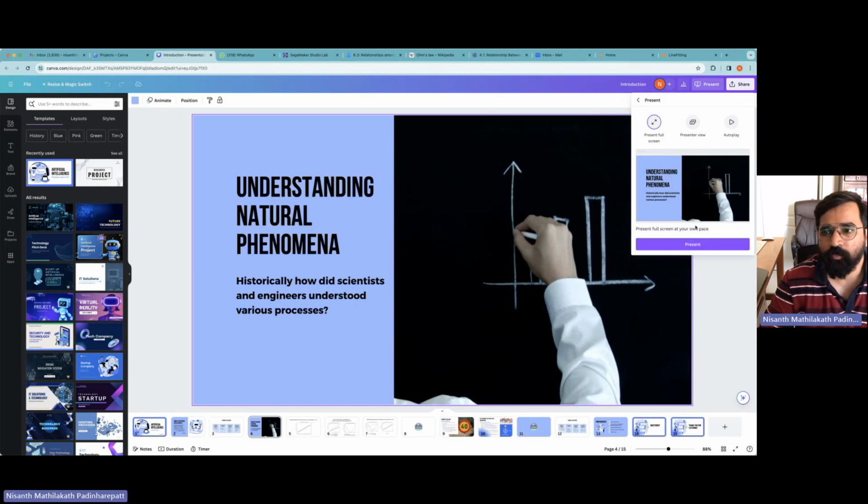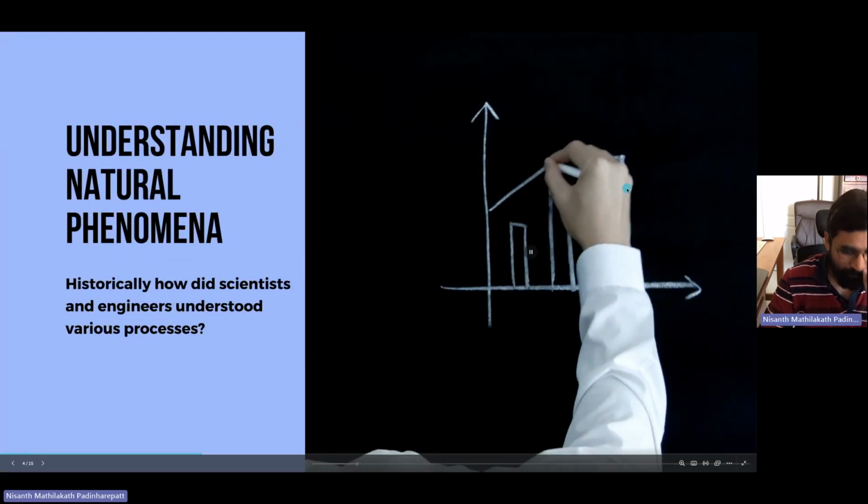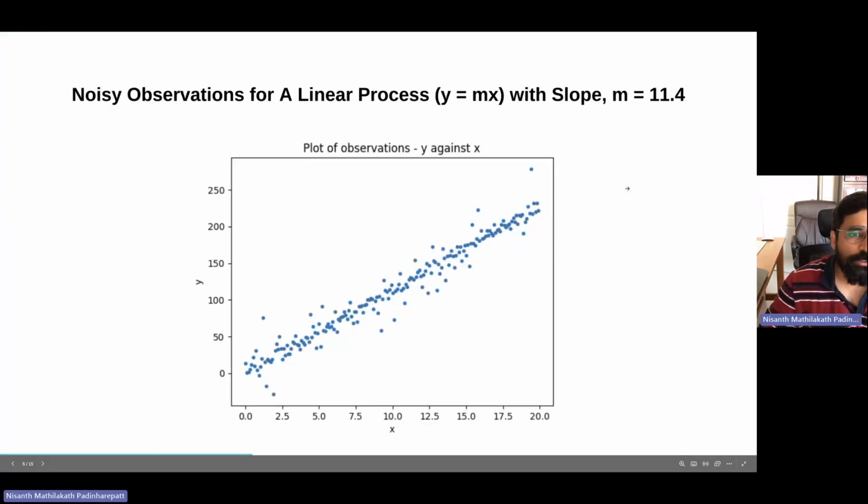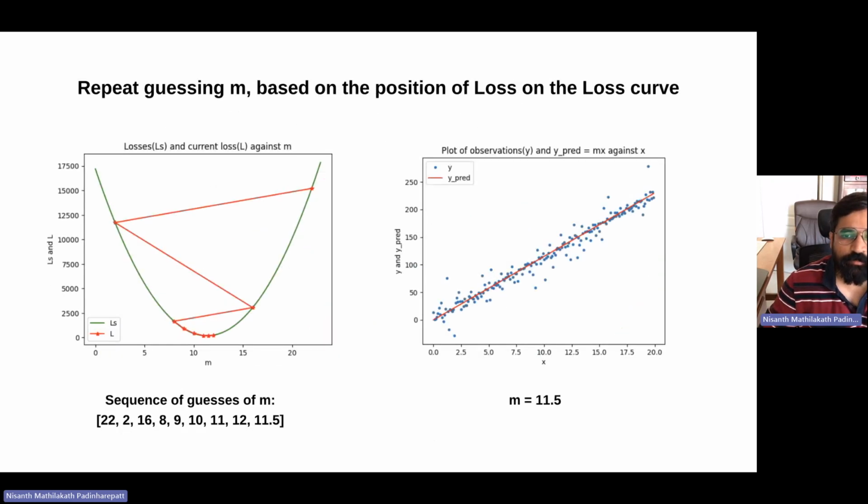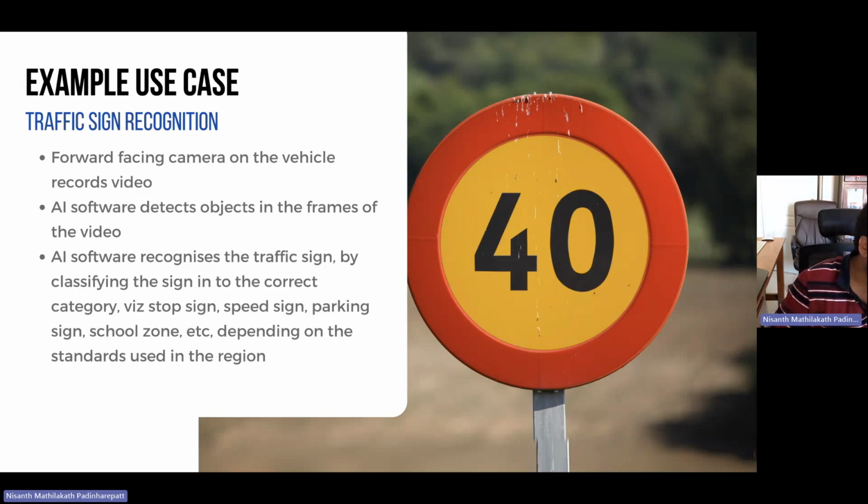Now let's move on. So this we already saw, all this process. We saw the demo. Now let's come to an example use case. We talked about line fitting, right? In that case, it was like y equal to mx. That was a model that we are fitting. Now let's come to a real use case, that is traffic sign recognition.